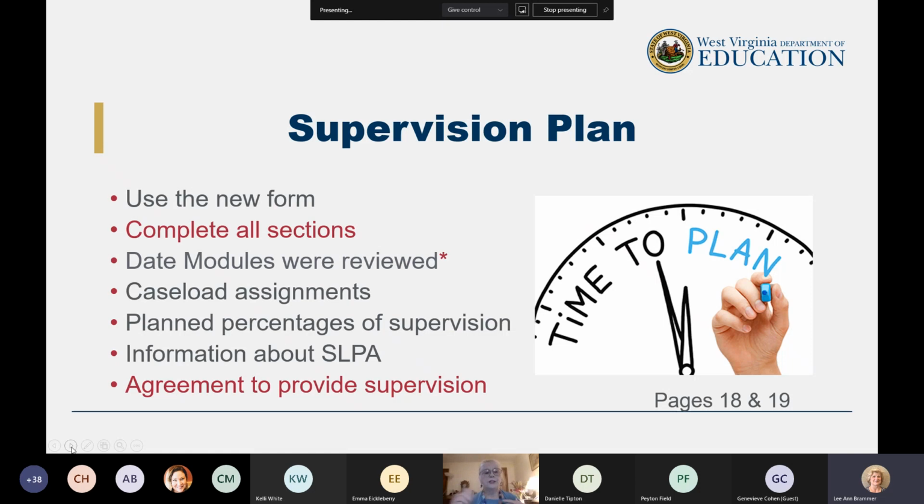On that plan, you need to put the date that the modules were reviewed. Since you are in attendance here today, you can put today's date, and you don't have to do the PowerPoints that are on your teams.